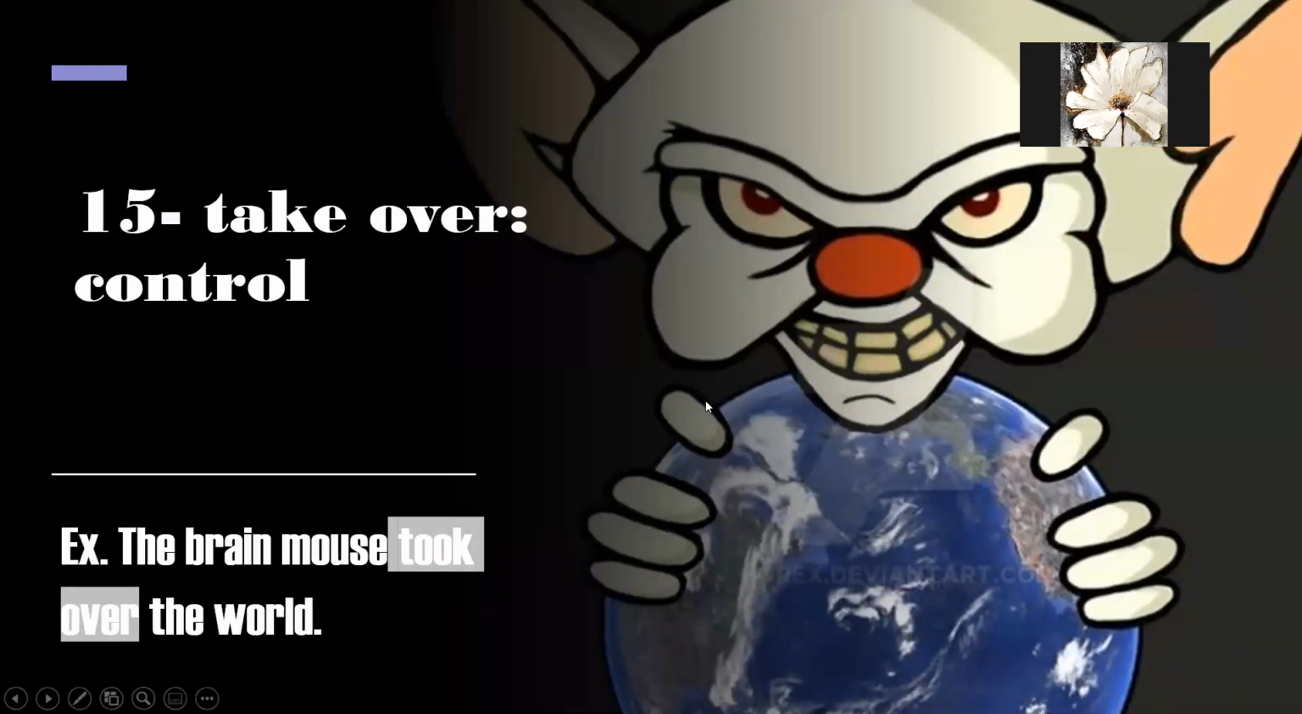The next word, as you see here, and we took this word before. Do you know this kind of cartoon animal? It's called the brain mouse. And of course, you know that the brain mouse wanted to take over the world. What's the meaning of take over? Take over means to control, and we took it a million times before, remember? We took it in the phrasal verbs. Take over means control. Excellent. Take over means to control or to be responsible for something. Excellent, my dears.